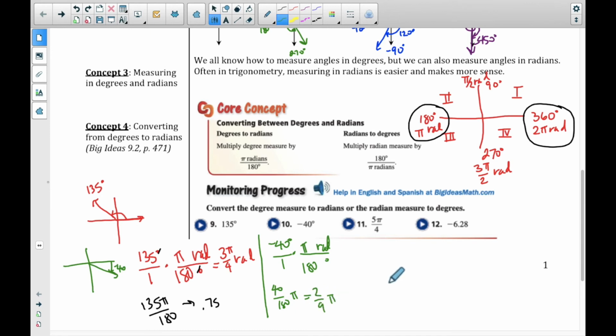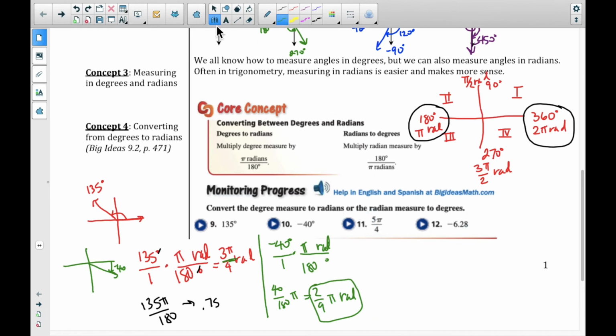Just let me mention something on fractions. 3 pi over 4, you could put the pi in the numerator, okay? Or you could put it outside. It does not matter. It means the same thing. So you could say 2 pi over 9, or you could say 2/9 pi. Either one is the same thing.